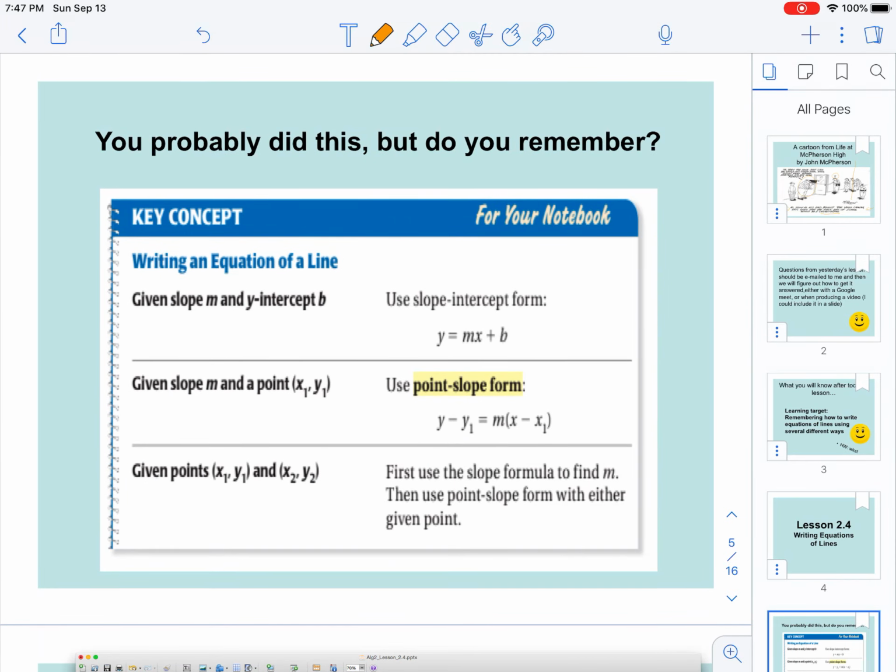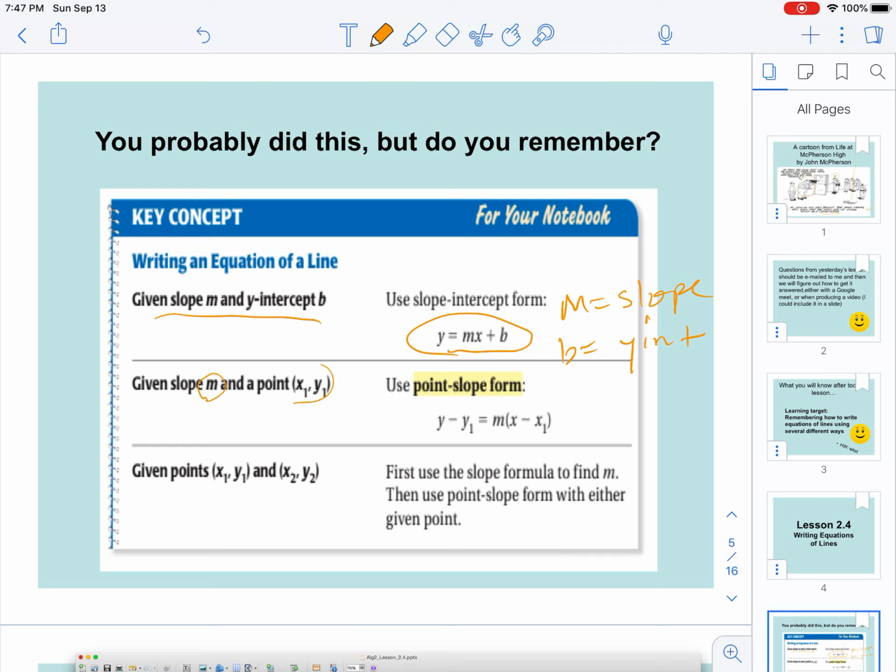This is a snip that I took from your textbook. Remember, slope-intercept form looks like this, where m stands for slope and b is the y-intercept. That is one way. If you're given the slope and the y-intercept, just plug it into an equation, graph it, and you're done. There are times, though, that the problem won't be that direct. That's the easiest way.